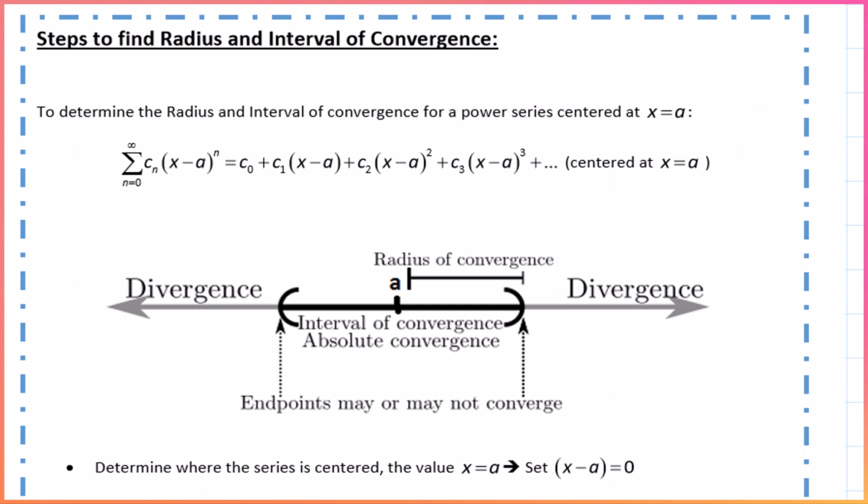So again, I have a nice little picture here that we can use. We want to figure out what is this radius? How far away from that center point of our power series can we go to the left and the right and have convergence? Now the interval itself is going to be converging absolutely. At the endpoints, that's what we have to think about. Do we have convergence at those endpoints or not? And it could be conditional convergence at those endpoints.